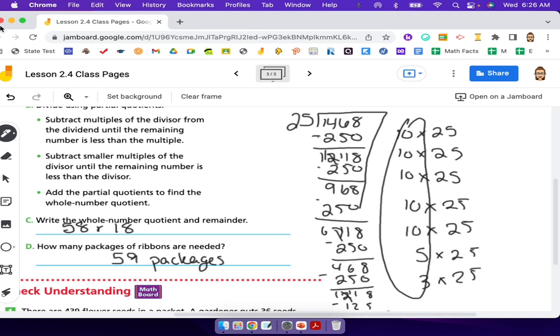And that is all for today's lesson. Hopefully you are now able to use partial quotients to divide a multi-digit number by a two-digit number. And remember, in order to be a math person, all you have to do is be a person and do math.